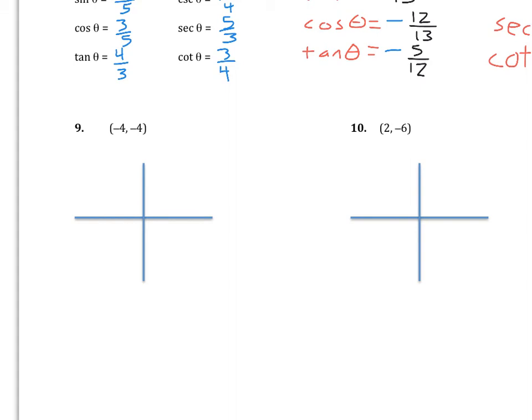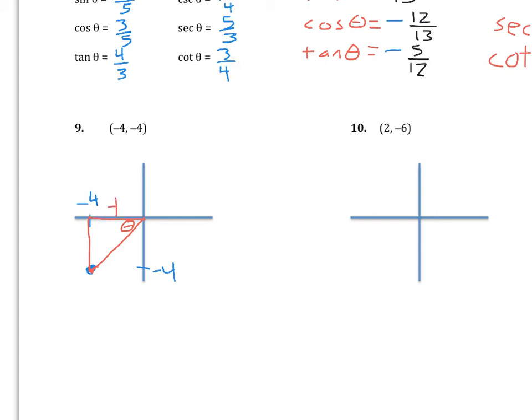So negative 4 comma negative 4. Let's plot that point. I'll call this negative 4 and this negative 4. So the point would be around here. Drawing the triangle. Go straight to the origin. Use the x-axis. Close the triangle. Theta goes near the origin.